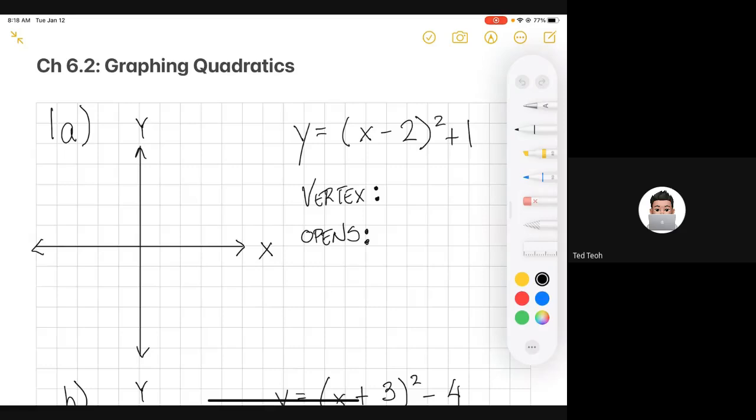All right, so today we're going to be working on chapter 6.2, which is graphing quadratics. Okay, so we're going to graph this equation, y equals (x minus 2) squared plus 1.